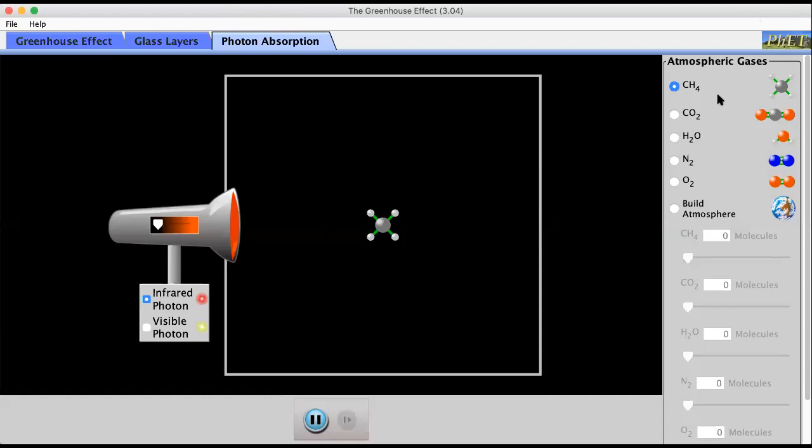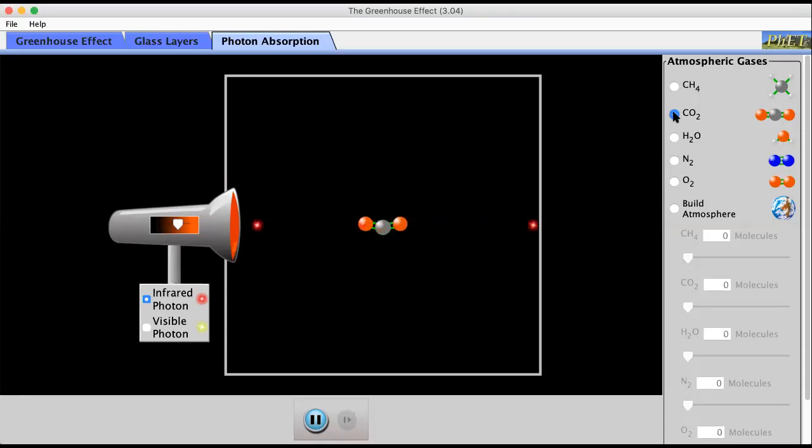So first, what I'm going to do is we have a flashlight here. We can start with these infrared photons, coming in with these red glowy circles. And we have a molecule here. This is methane, CH4, to start off with. And you can see some of them bypass it and some of them make it shake.